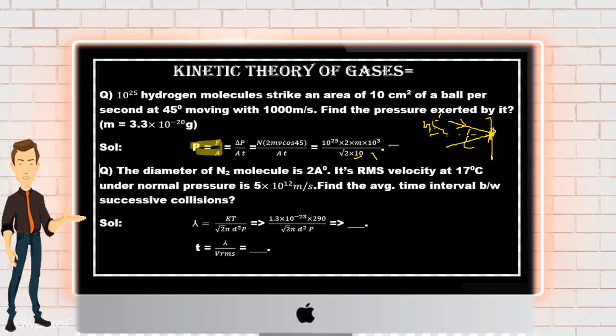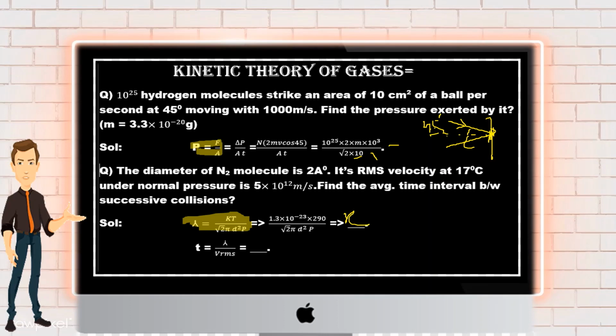Coming to the next question. The diameter of a nitrogen molecule is 2 angstrom. Its RMS velocity at 17 degrees Celsius under normal pressure is 5 into 10 power 12 meters per second. Find the average time interval between successive collisions. Lambda, simply using the formula, lambda equals kT by root 2 pi d square. Substituting the values, we will get the value of lambda. Let us assume it is x.